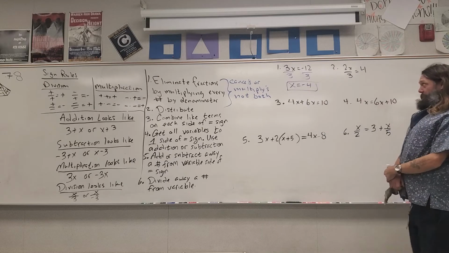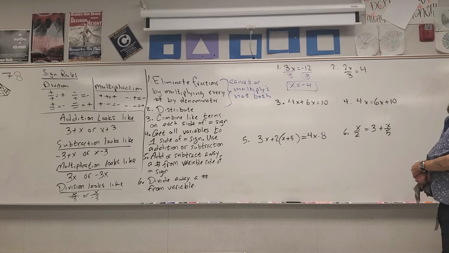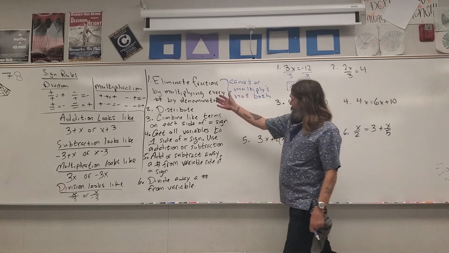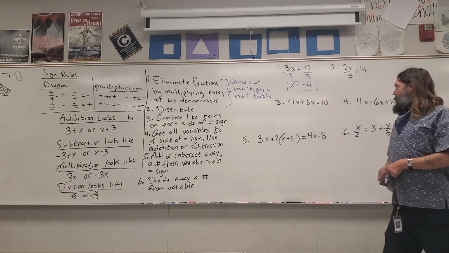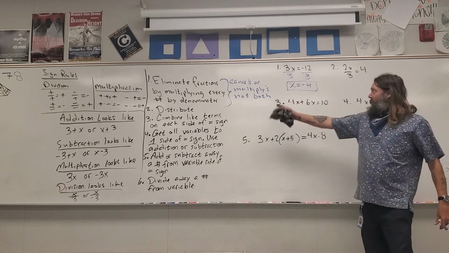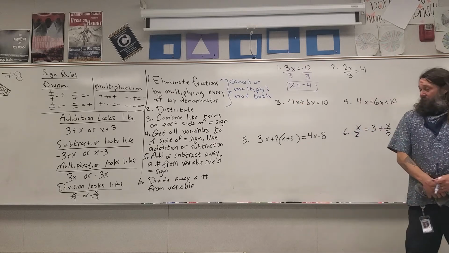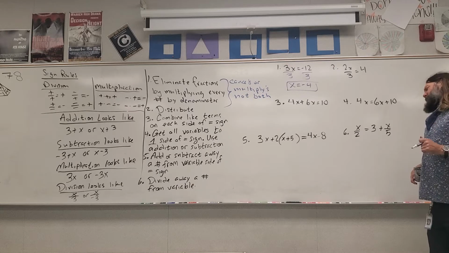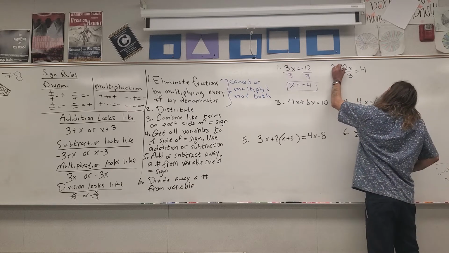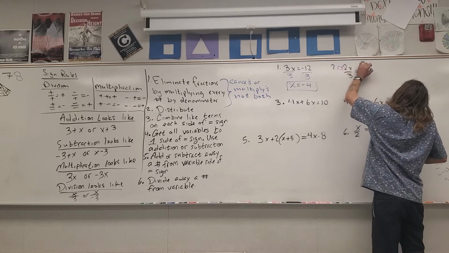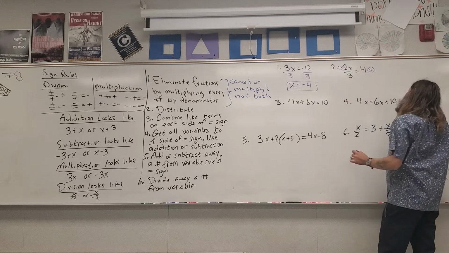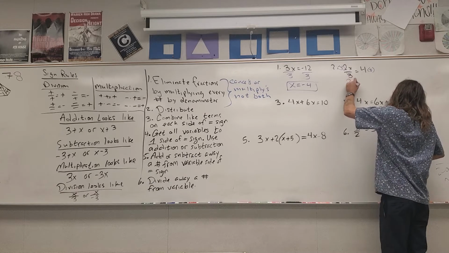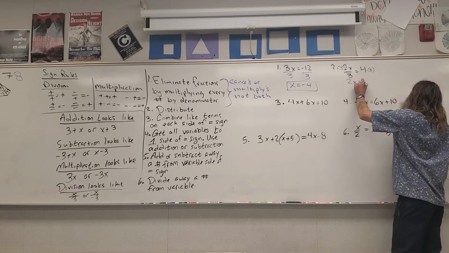All right. Problem 2. 2x over 3 equals 4. Do I have fractions that I can eliminate by multiplying everyone by a denominator? And remember, it cancels or multiplies, but it doesn't do both. And I do have a fraction, and I do have a denominator, and I'm going to multiply everybody by 3. All right, so this is going to cancel. These are going to multiply, and now I'm left with 2x equals 12.